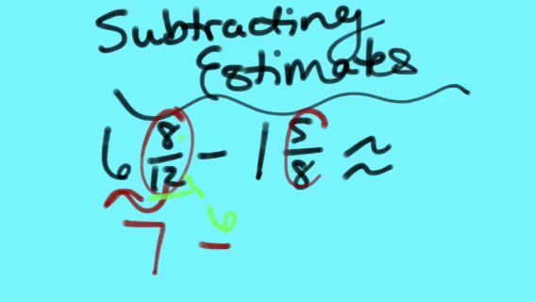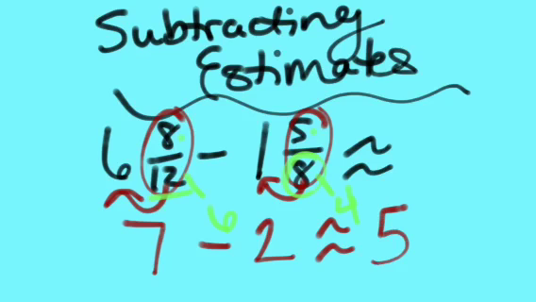So over here, 5/8, how is that going to affect my whole number of 1? So looking closer at my fractional piece, I see my denominator is 8. Half of 8 is 4. Well, look at this. My numerator is 5. 5 is more than 4. It's more than half. So more than my halfway point means I'm going to round up. My 1 becomes a 2. Therefore, 7 minus 2 is going to be about 5.